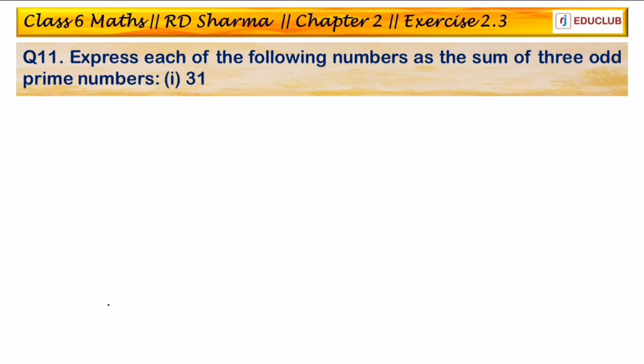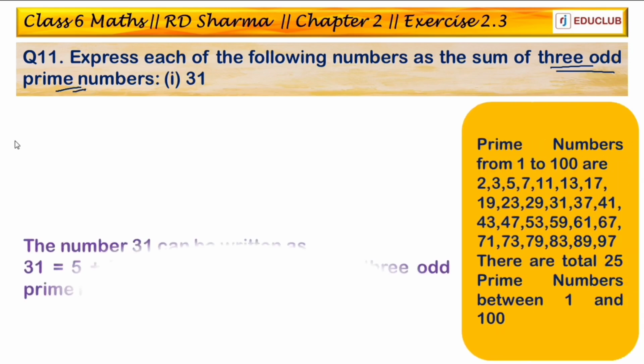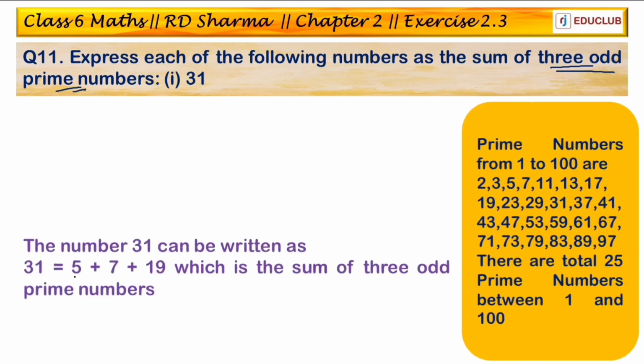Next, question number 11. Express each of the following numbers as the sum of three odd primes. You have to show it as the sum of three odd primes. Earlier we have done 2. Now it is 3 odd primes. 31 is there. 31 we can write as 5 plus 7 plus 9. You can search it out. 5 plus 7 is 12, 12 plus 9 is 21. So 31 is 5 plus 7 plus 19, sum of 3 odd primes.